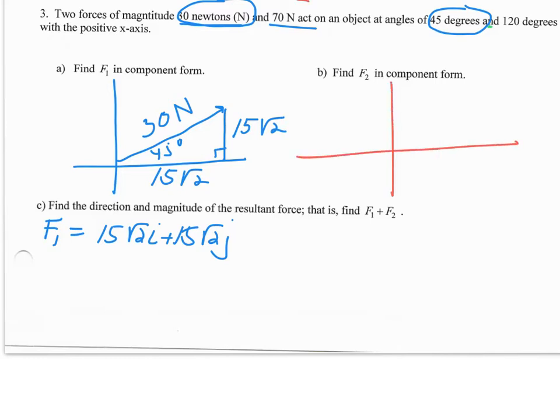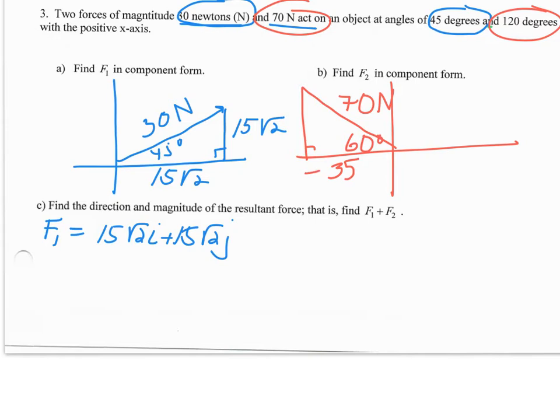All right, this time it's 70 newtons at 120. So we're going to treat 120 the way we always have. It's going to come over here in the second quadrant. It will have a 60-degree reference angle. And if it's 70 newtons on the hypotenuse, we're going to deal with this like a 30-60-90. So the one across from the 30 should be half the hypotenuse, so it'll be 35.